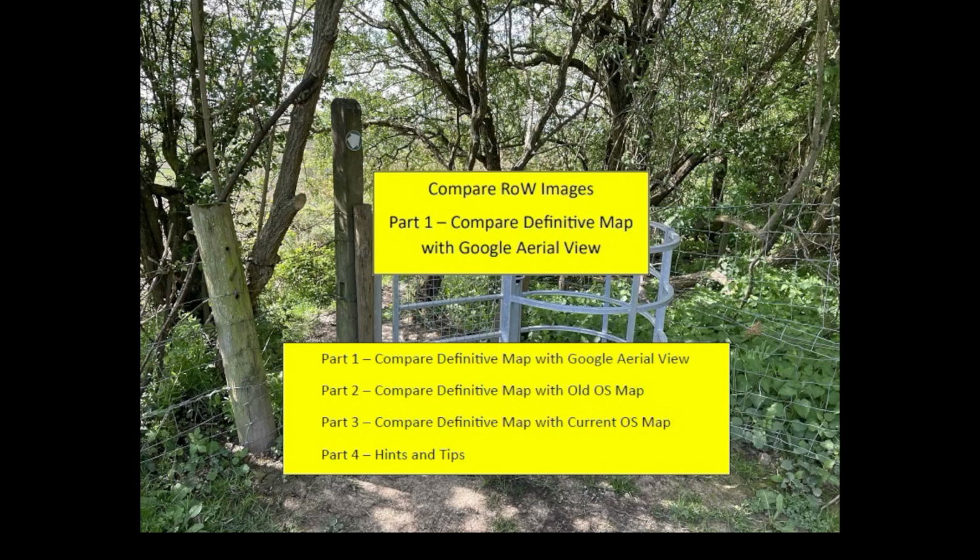Hi, welcome to this first of a four-part series on how to compare definitive maps of rights of way with aerial views and with other maps. This is based on the definitive map of Warwickshire, but obviously it applies across more of the UK. Now in this first part we're going to be using three files, and I'll show you these three files here.